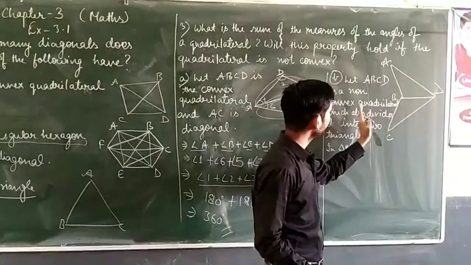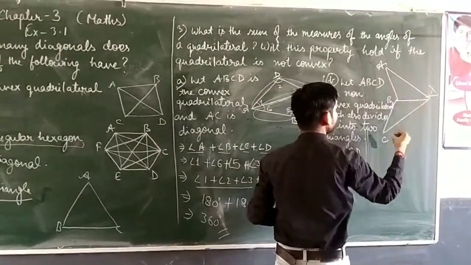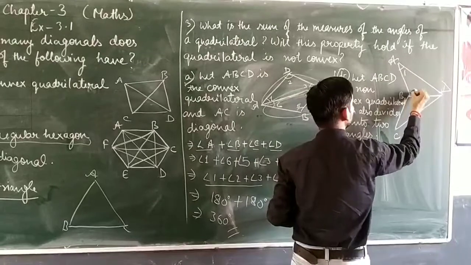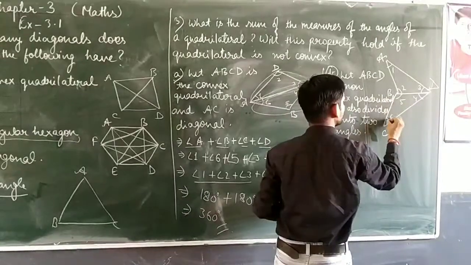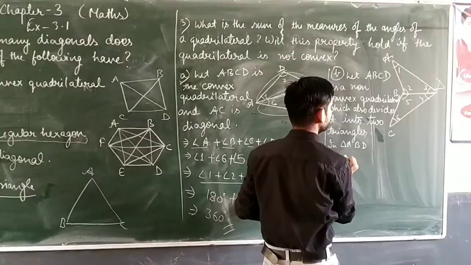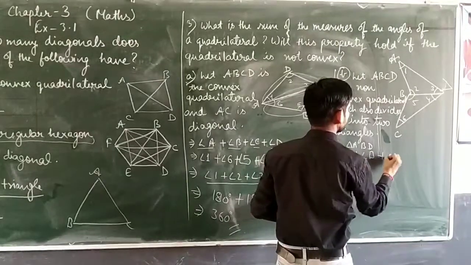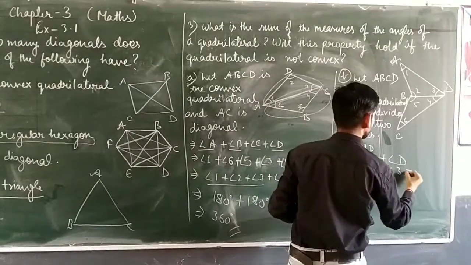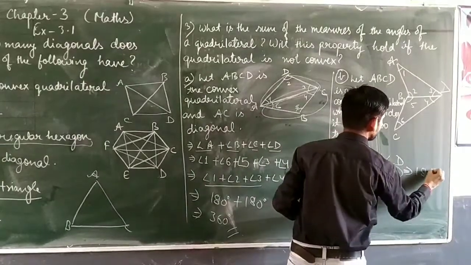Let's see the B part. If the non-convex quadrilateral is there, so we make the non-convex quadrilateral ABCD and we make a diagonal, that is BD. Let's assume the angles 1, 2, 3, 4, 5, 6. Similarly, firstly in triangle ABD, what are the angles? Angle A plus angle B plus angle D. That means angle 1 plus angle 2 plus angle 3. And you know about the angle sum property of a triangle. Its addition is always 180 degree.